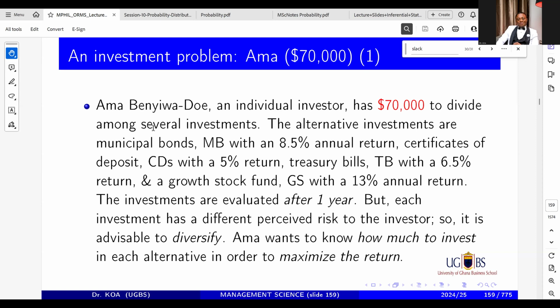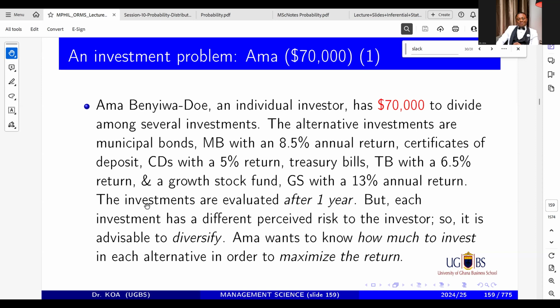The investments are evaluated after 1 year, but each investment has a perceived risk to Ama, the investor. So it is sensible to diversify this portfolio. That is why there are 4 different investment instruments. Ama wants to know how much to invest in each alternative in order to maximize, not profit, but rather returns on the investment.